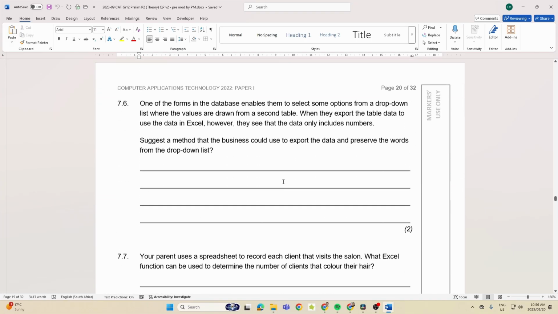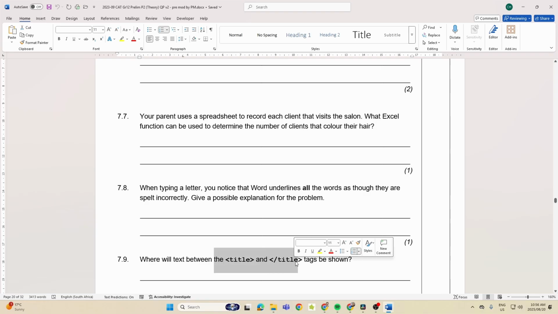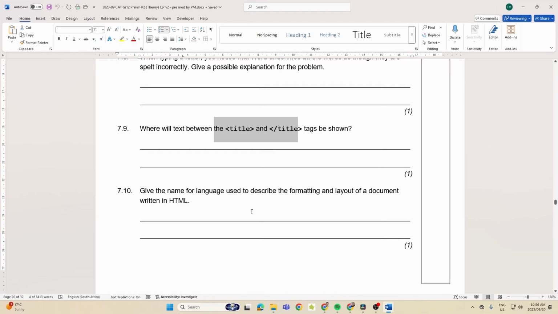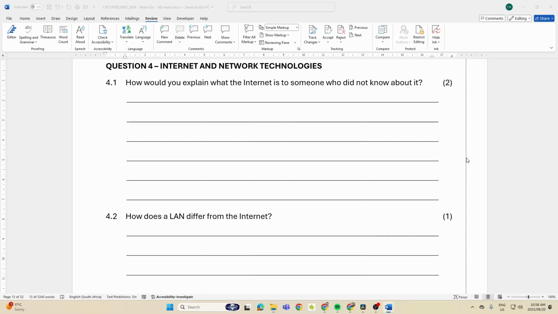So understanding your prac concepts is definitely going to help you here in question 7. There's HTML as well. And yeah, guys, that's what brings section B to an end. That's again 75 marks in 2023. And then lastly, let's look at 2024.